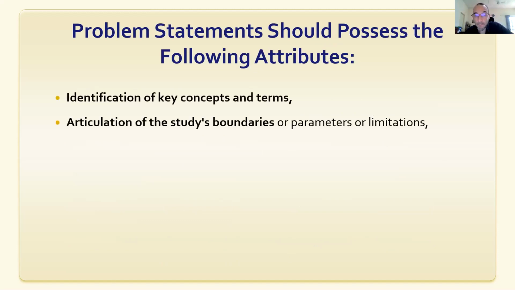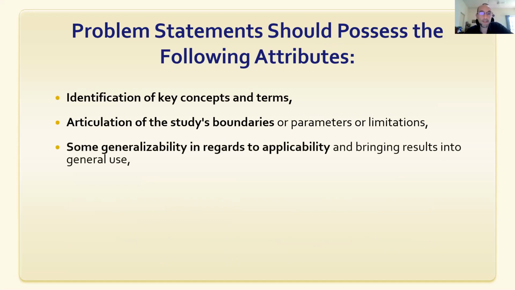Identification of key concepts and terms. Don't forget to define clearly the key concepts and terms you're using in your study. Very important. There are many different definitions for the terms we use in social sciences, so be clear about your concepts and terms. Please be clear about the articulation of the study's boundaries. The scope of the study needs to be clear. What are you studying and what are you not studying? Limitations and delimitations, that kind of thing.